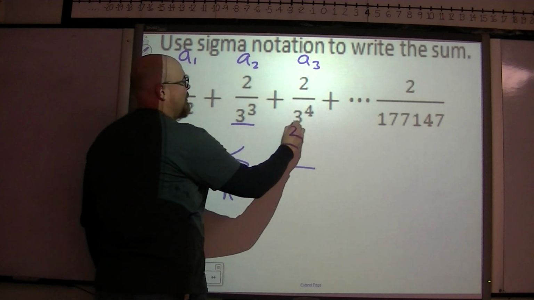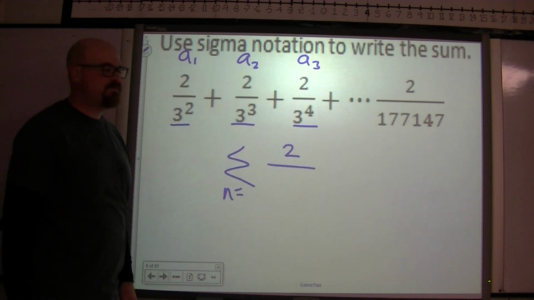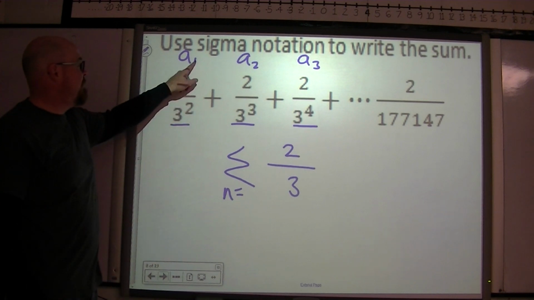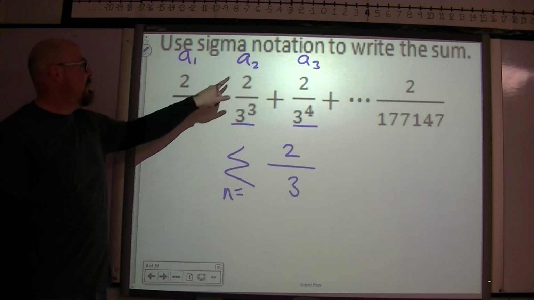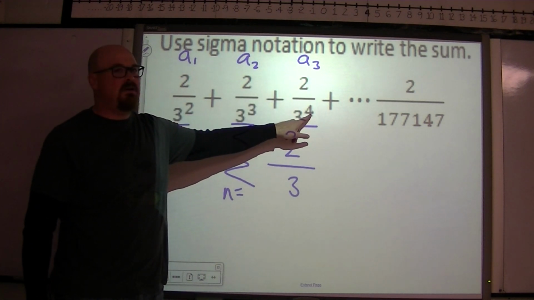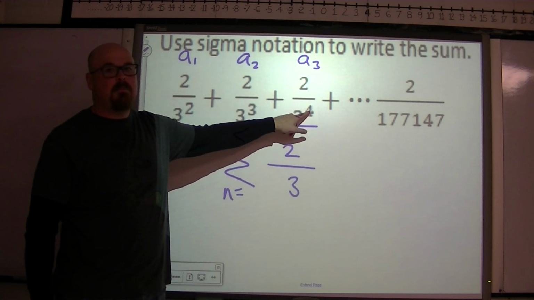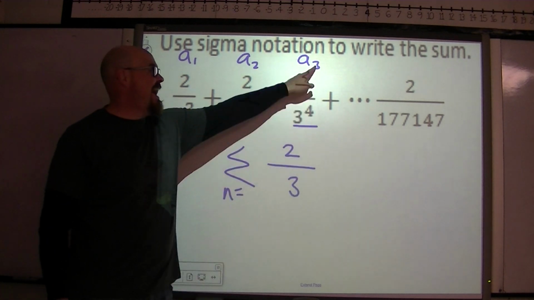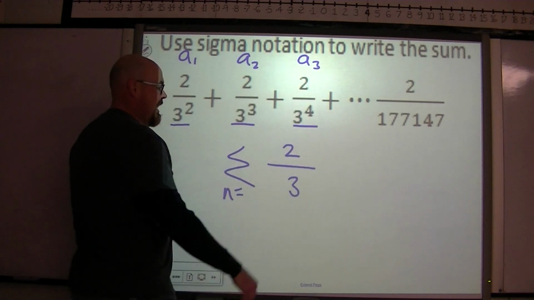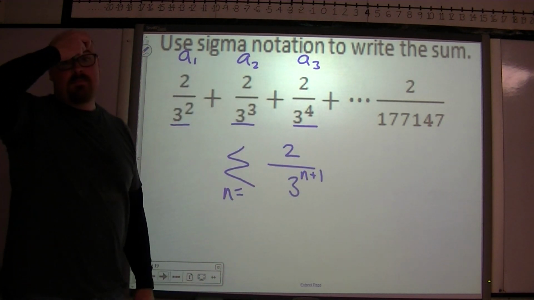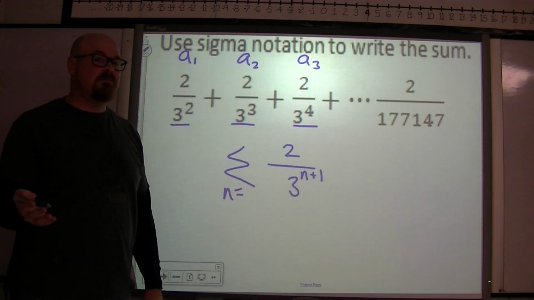Everything on the bottom is a power of 3. 3 to the what, though? Well, in the first term, it's a 2. In the second term, it's a 3. In the third term, it's a 4. So how am I getting this number? I'm adding 1 to that number, and that is n. So I have to say n plus 1. Does this make sense to everyone?